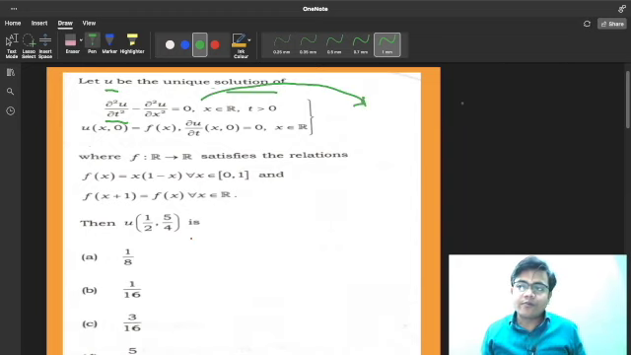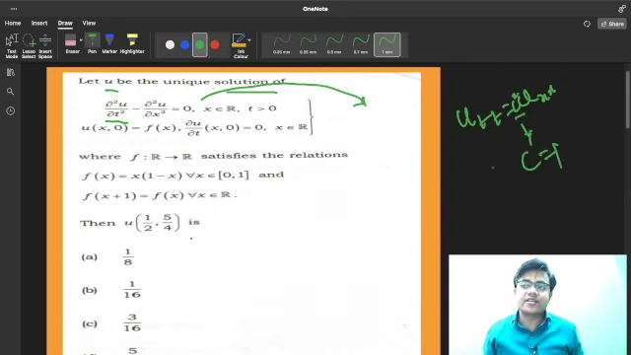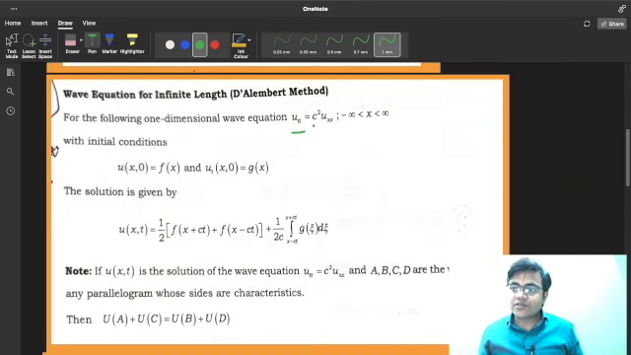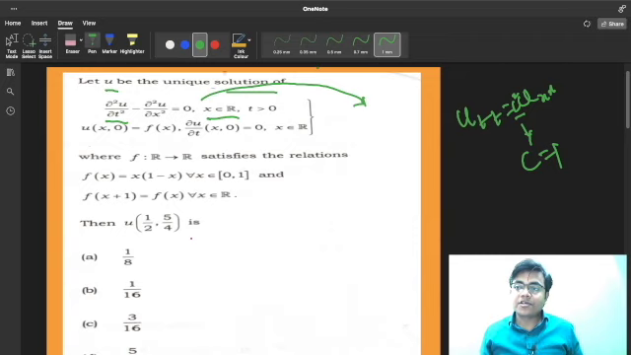It is in this form, utt is equals to uxx, and the standard form was utt is equals to c square uxx. So once again your c here is 1, isn't it? x belongs to R. Let me show you the standard form here. You will see utt is equals to c square uxx, x lies between minus infinity to plus infinity. So in the question also, x belongs to R, means minus infinity to plus infinity.